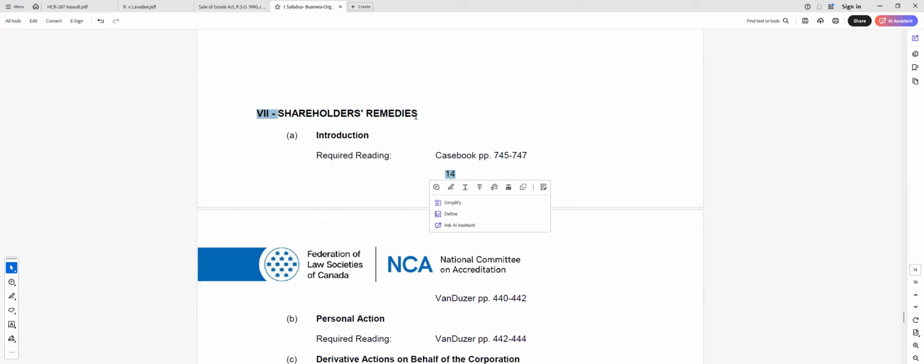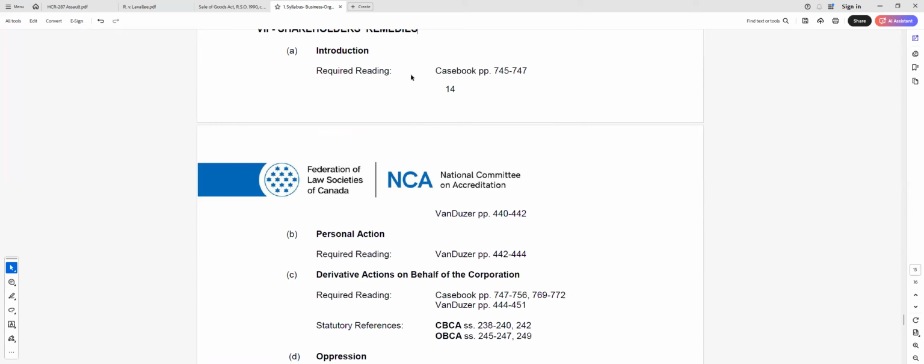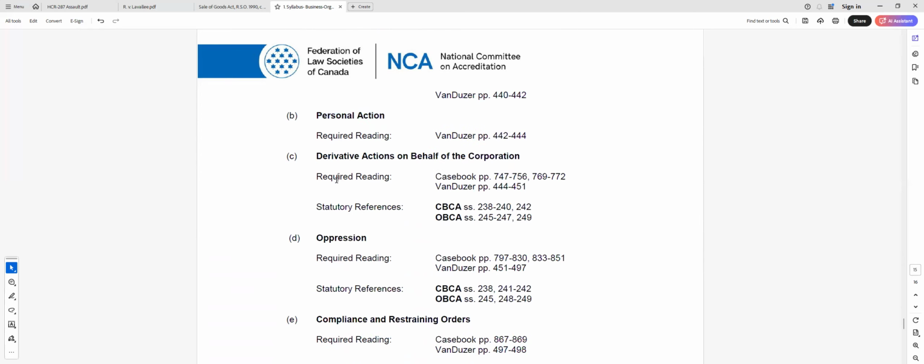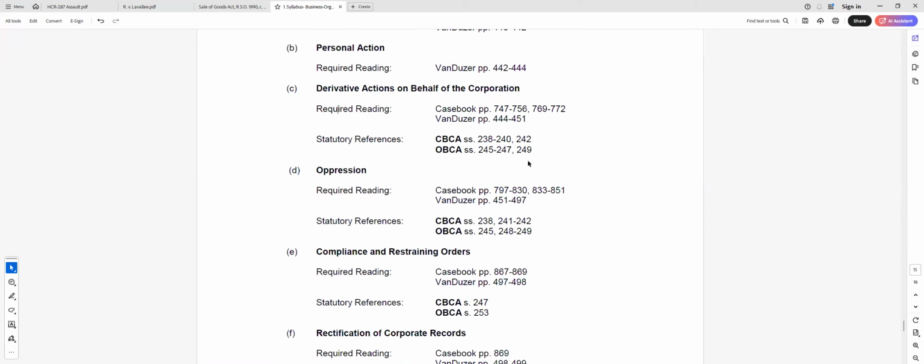Finally, this is again very important. It's a fact pattern question they will definitely ask. Shareholder remedies. So we have an introduction, personal action. Can they file any suit personally as a shareholder, and how? For what reason? Like what are the grounds? We'll see derivative actions on behalf of the corporation. In case they want to represent the corporation and file a suit, how can they do that?